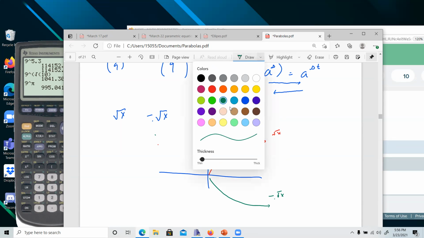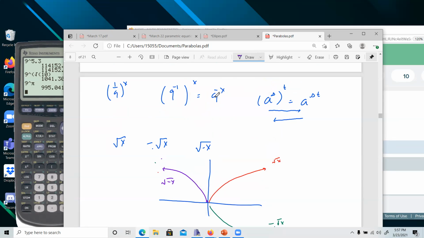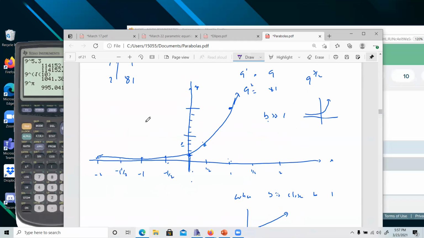Okay, so we would have something like this. This would be the square root of negative x. Okay, the same things are going to happen when we deal with this exponential function. All right, so we have 9 to the x, right? It looks something like this. What's 9 to the negative x going to look like? Or 1/9 to the x.